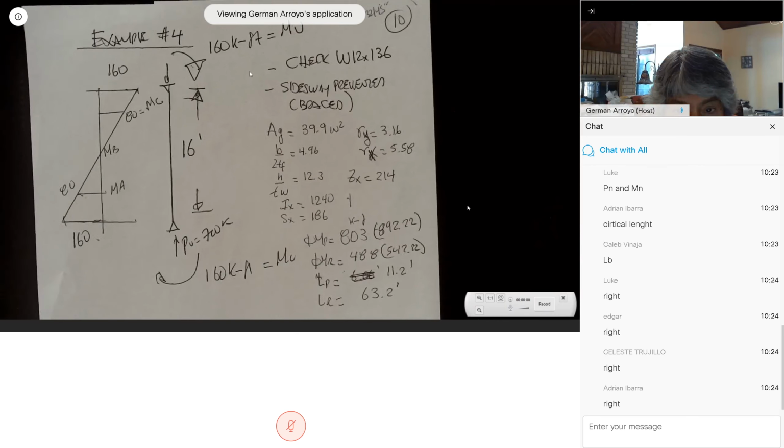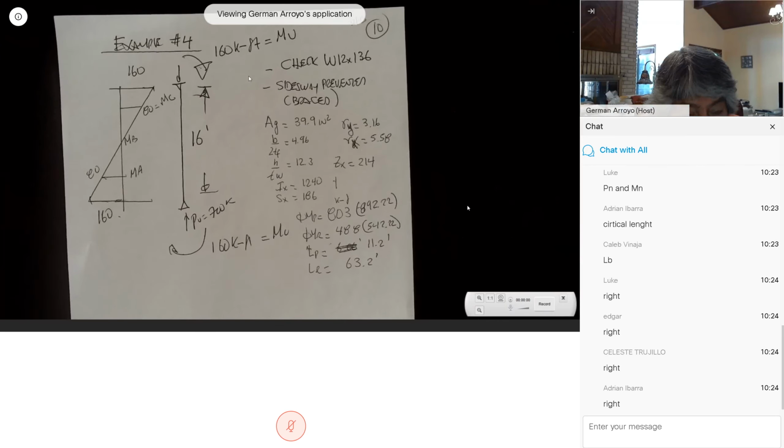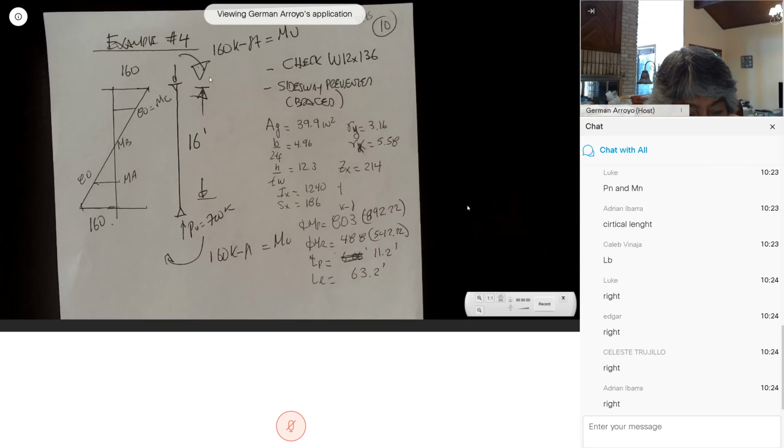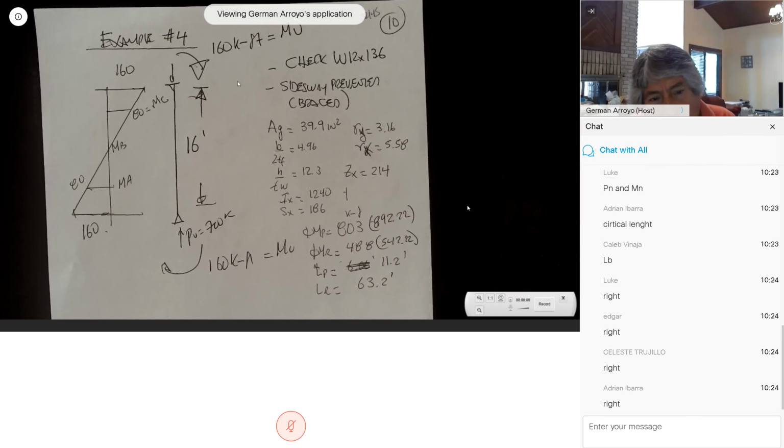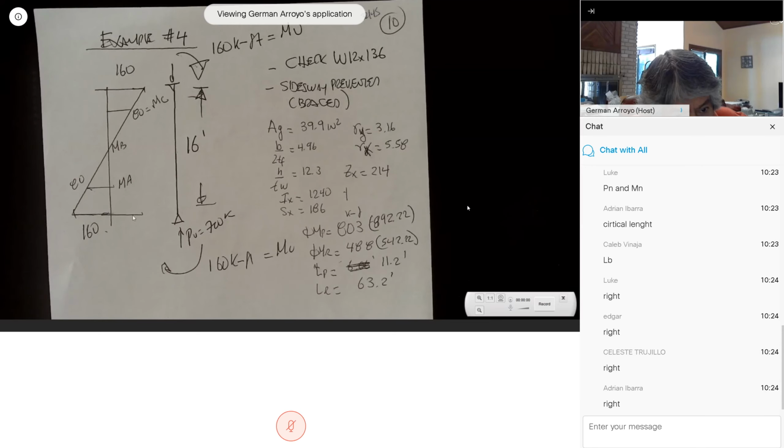Here the factored moment is given clockwise, and PU is also given as 700. I remember when I gave this problem a long time ago, people put the moment 160 and 160 in here, so they put it as a rectangle. When we look here at the top, we see clearly that the compression is on this side.